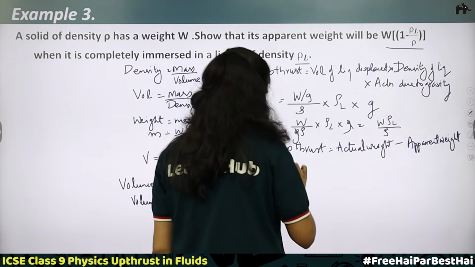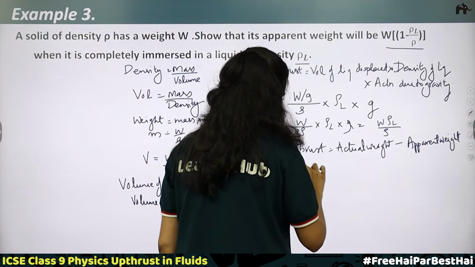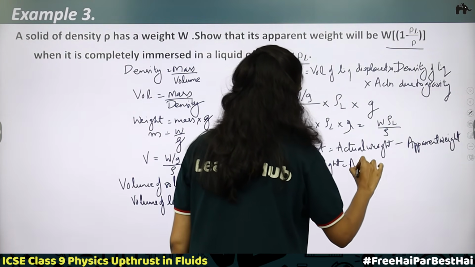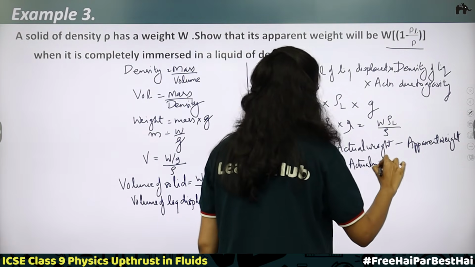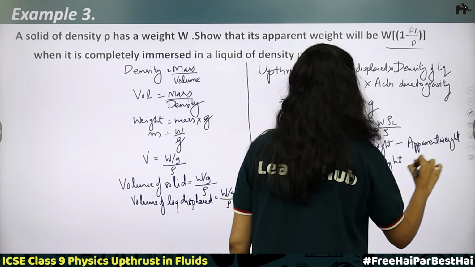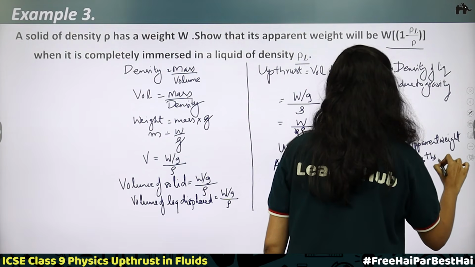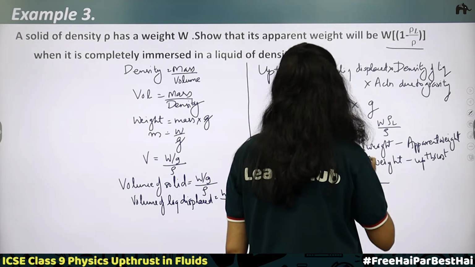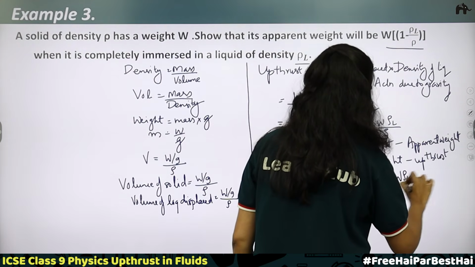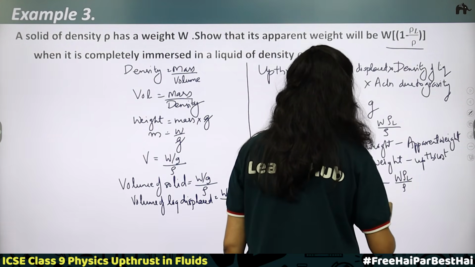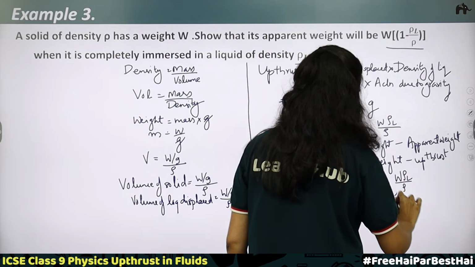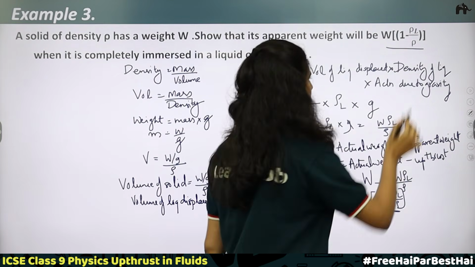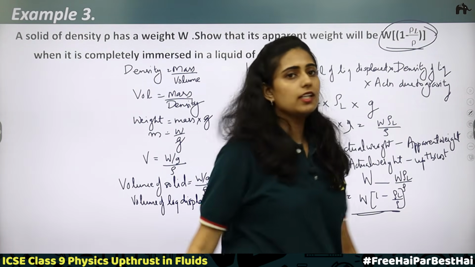So apparent weight is equal to actual weight minus upthrust. What is the actual weight? Actual weight is W. What is the upthrust? W rho L divided by rho. So W is common, taking out 1 minus rho L divided by rho. So here we have got the apparent weight is equal to W into 1 minus rho L divided by rho.